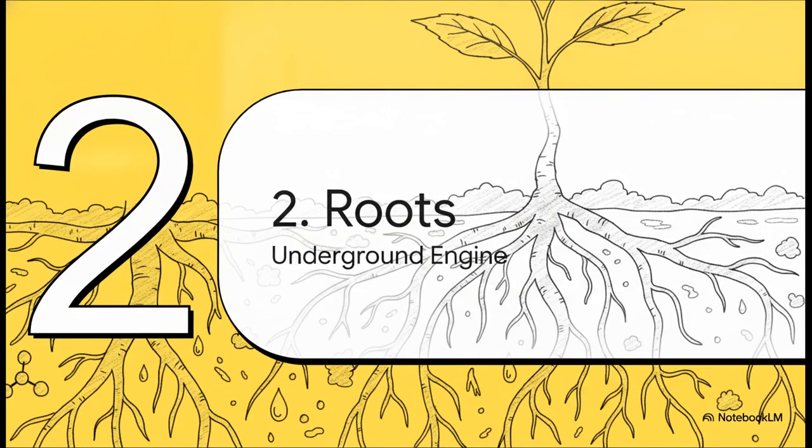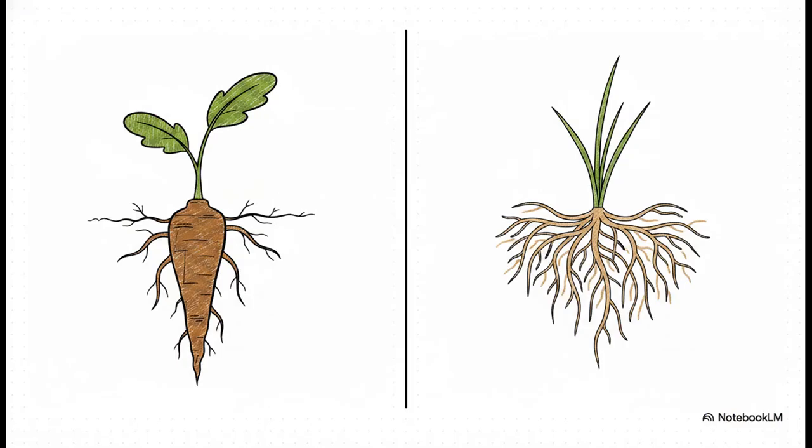Moving on to Section 2, let's dig into the roots, the underground engine. Depending on the species, plants generally employ one of two main structural strategies for their root systems. On one side, we have the taproot system. You can think of this like a heavy-duty drill. It features a single, thick primary root that drives deep down into the soil, with smaller secondary roots branching off of it. You'll see this setup in plants like mustard or massive mango trees.